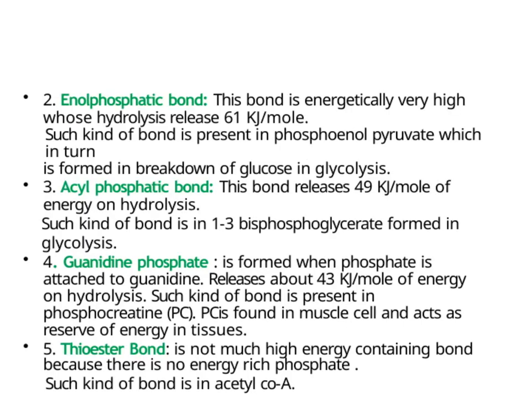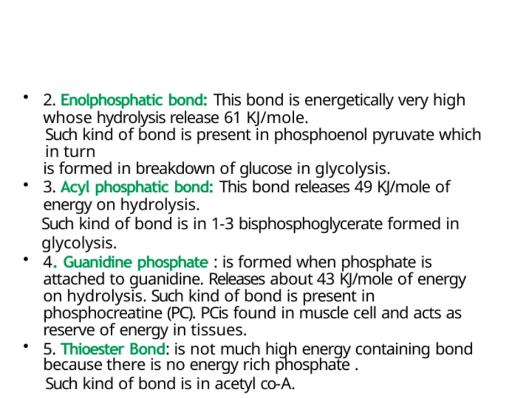Let's take a closer look at some key energy-rich bonds in biological molecules. First, we have the enolphosphatic bond. This bond is actually quite high in energy. Its hydrolysis releases about 61 kilojoules per mole. You'll find this bond in phosphoenolpyruvate, which plays a crucial role in glycolysis, specifically during the breakdown of glucose.